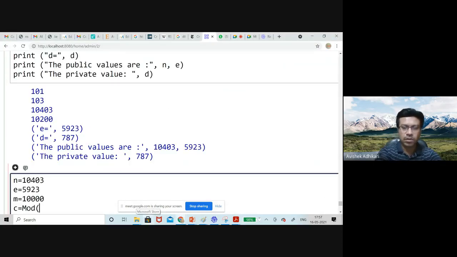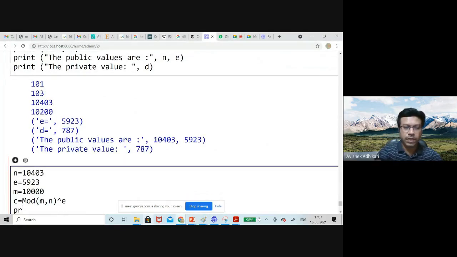Mod m comma n to the power e. Yeah, to the power e. And then print.